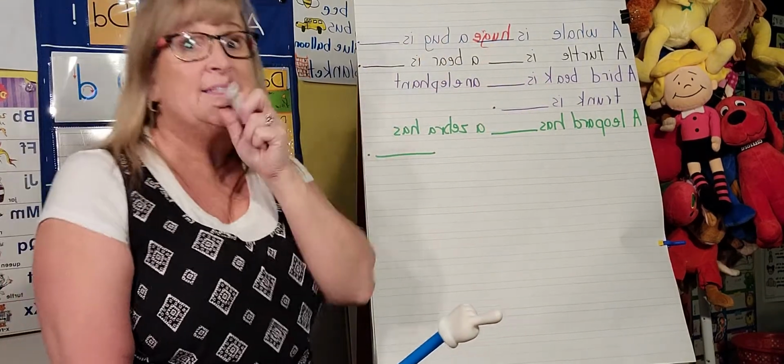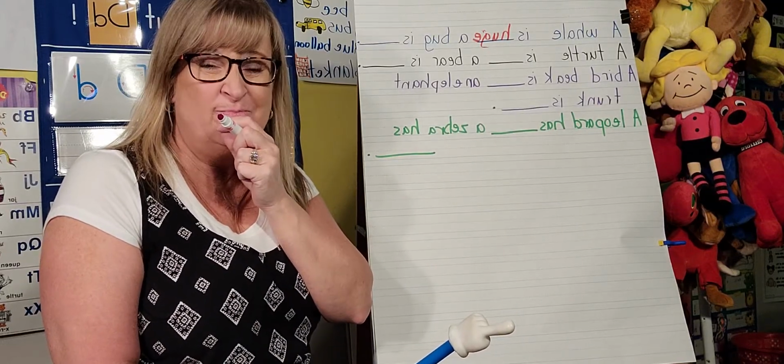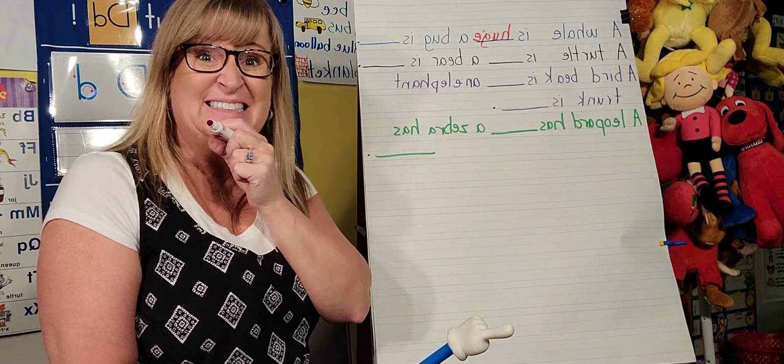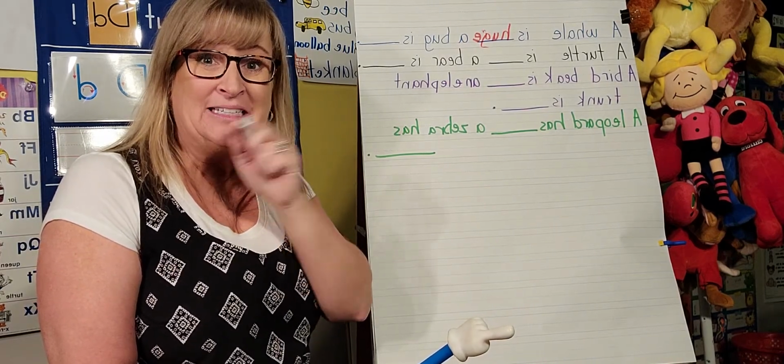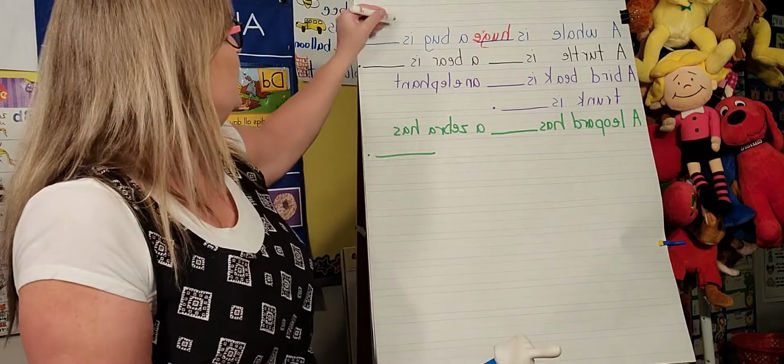A bug is small, little. Compared to a whale, would it be tiny? I think it would be tiny, right? An insect is tiny compared to a big, huge whale. So let's put the word tiny.